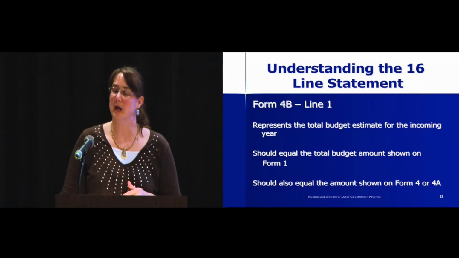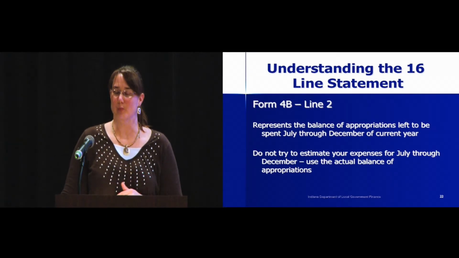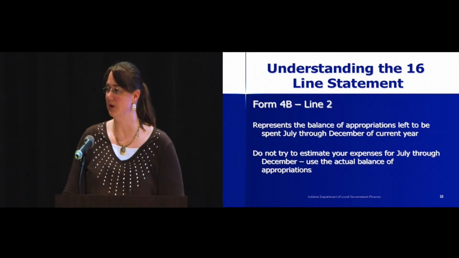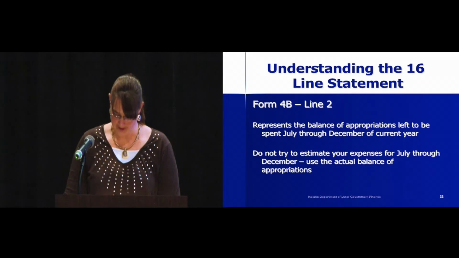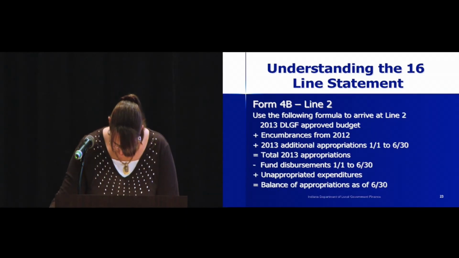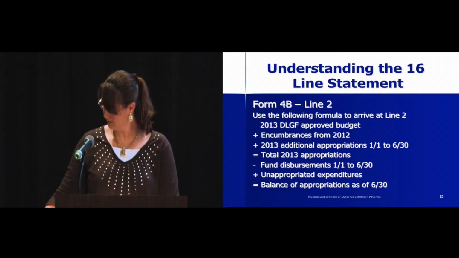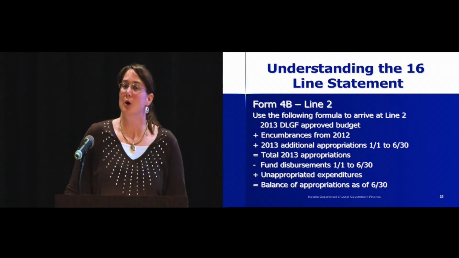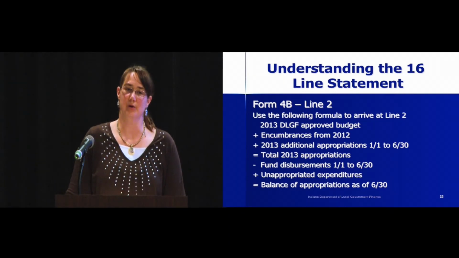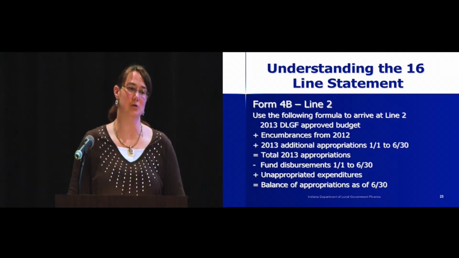Line 2 is the remaining appropriations that you have for the current year, for the last 6 months. If you look at your papers, it is slide 23. We do what we call, and you'll see in Gateway, a current year financial report or worksheet. The line 2 comes from that worksheet.